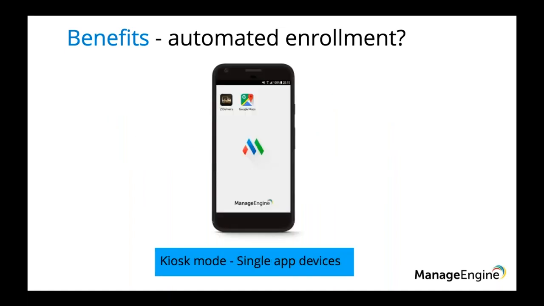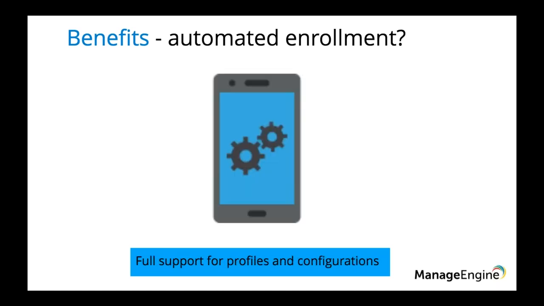The second benefit is kiosk mode, which is locking devices to a single app or a set of apps, as well as ensuring that the settings are predefined, locked, and cannot be modified by the user. So kiosk mode is one other benefit which is available through automated enrollment. The third benefit is that enrolling devices via automated enrollment methods provides full support for all the profiles and configurations that are available in MDM.